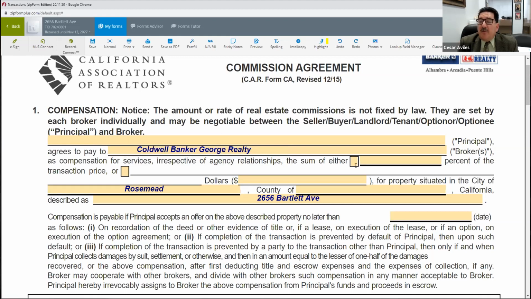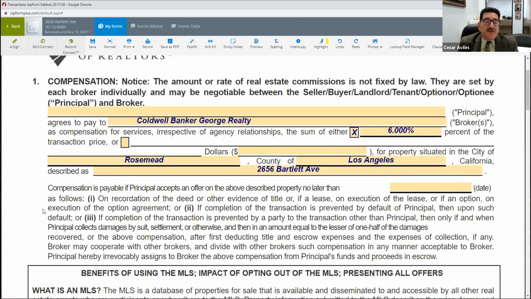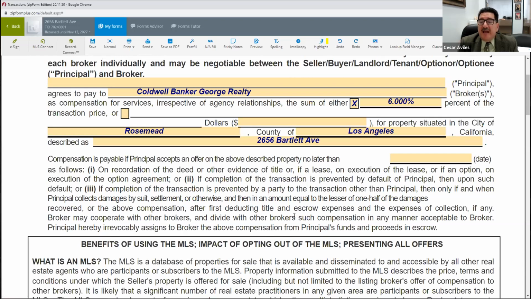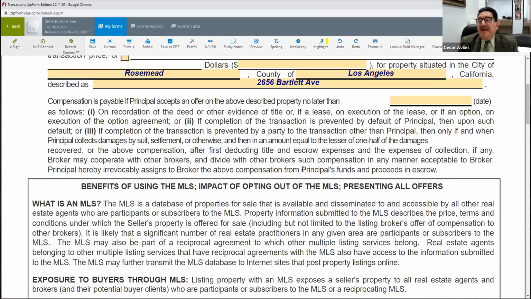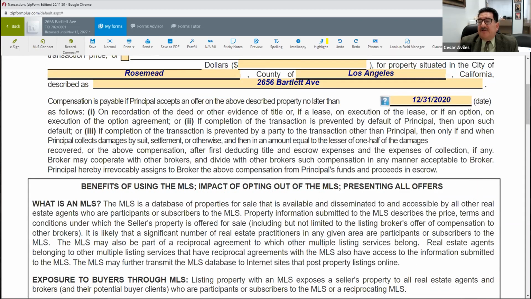The sum of, and we put a percentage, we always try to get, we love to get 6% on a transaction. Sometimes you might be earning a different amount, but we love to get 6% of the transaction price. The property is located in Rosemead, California, County of Los Angeles. So we put the property here, and it tells you how I am earning my compensation. If I sell the property, I get paid not later than a certain day. So I put by December 31st. If I sell your property by December 31st, I get paid, right?